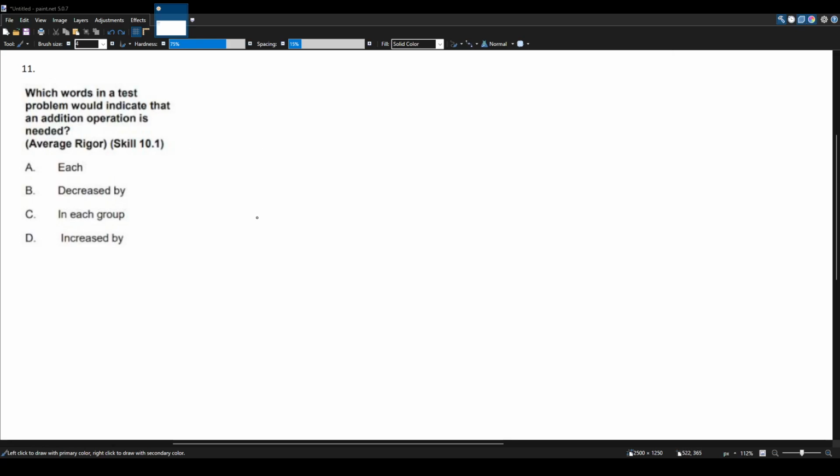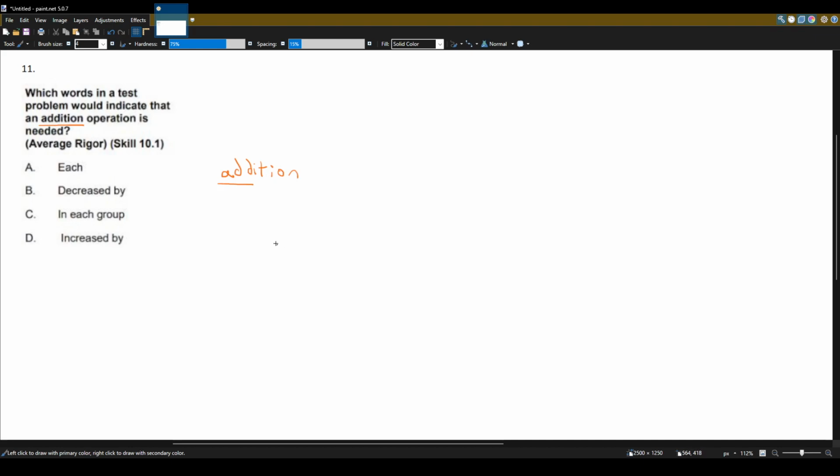Okay, so here we have another math CST question for the multi-subject exam. Which words in a test problem would indicate that an addition operation is needed? So the key word here is addition, and more specifically, we want to talk about the prefix add.